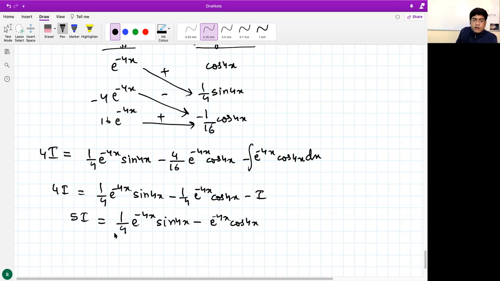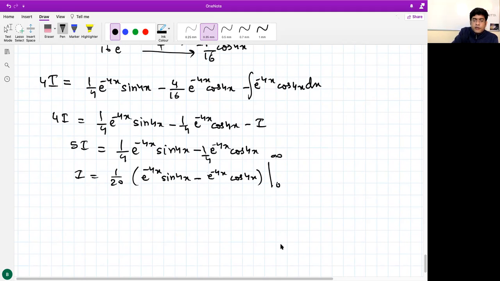All right, now divide by 1 by 4. So this I is equal to 1 by 20, and we have e to the power minus 4x sine 4x minus e to the power minus 4x cos 4x. All right, so this is 0 to infinity. Let's see what you get.